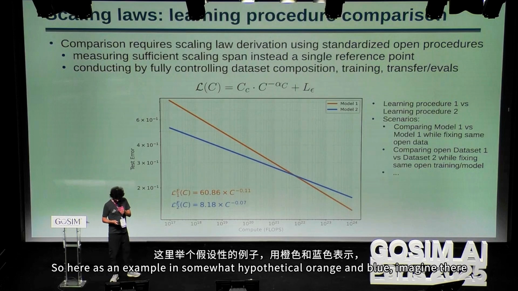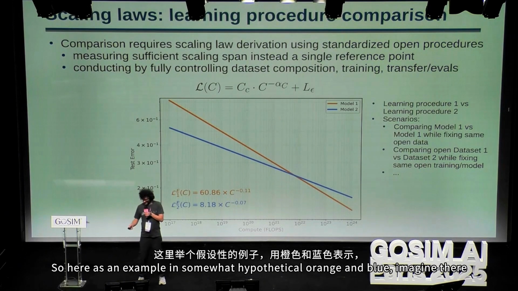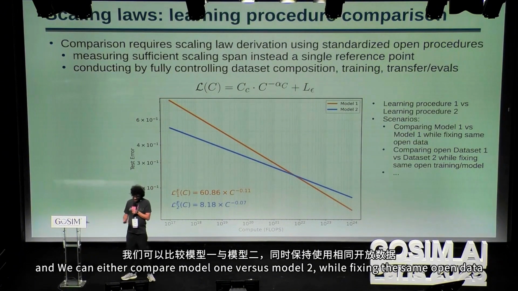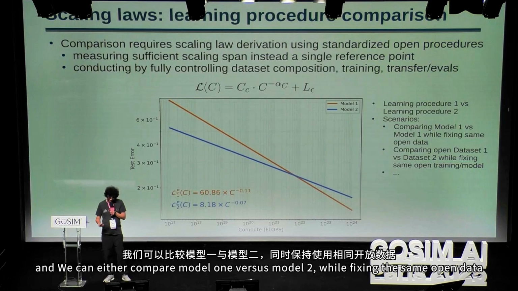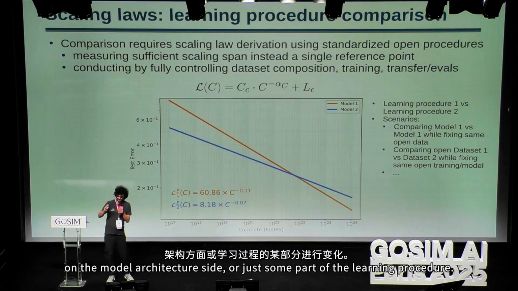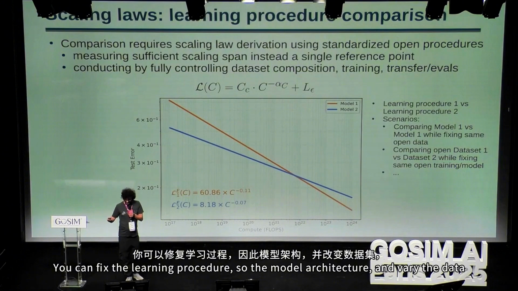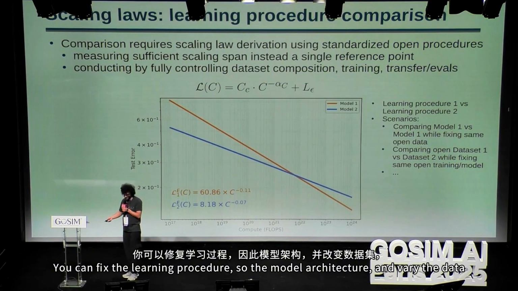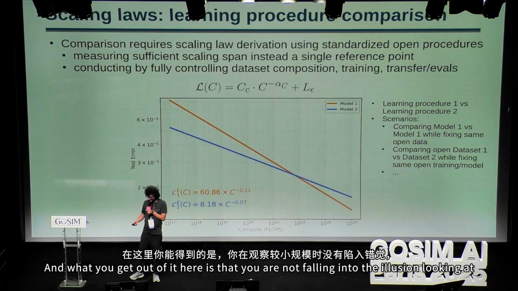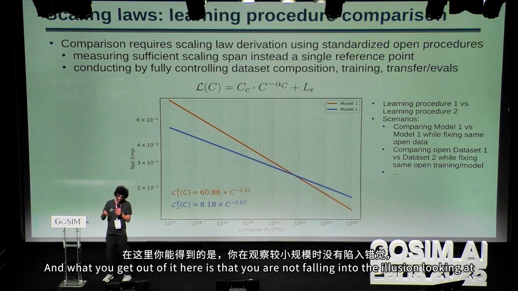So here, as an example, somewhat hypothetical, orange and blue, imagine there are just two learning procedures, 1 and 2, and we can either compare model 1 versus model 2 while fixing the same open data. So imagine the data set is the same and we vary something on the model architecture side, or just some part of the learning procedure. Or you can do it the other way around. You can fix the learning procedure, so the model architecture, and vary the data set like I was showing before.